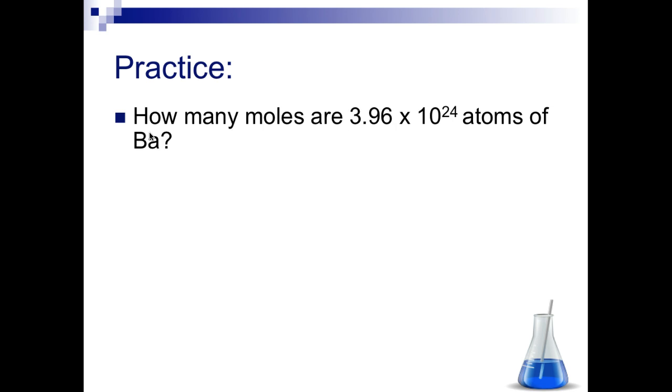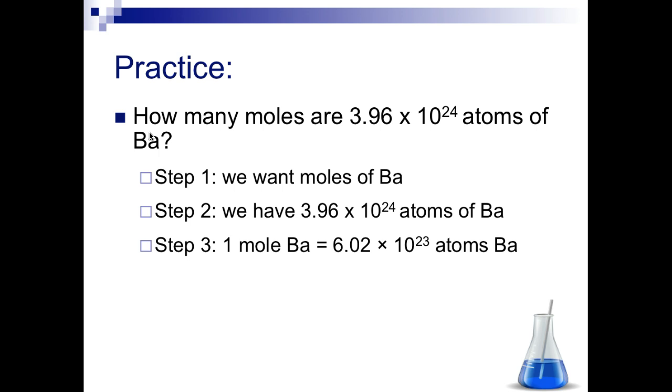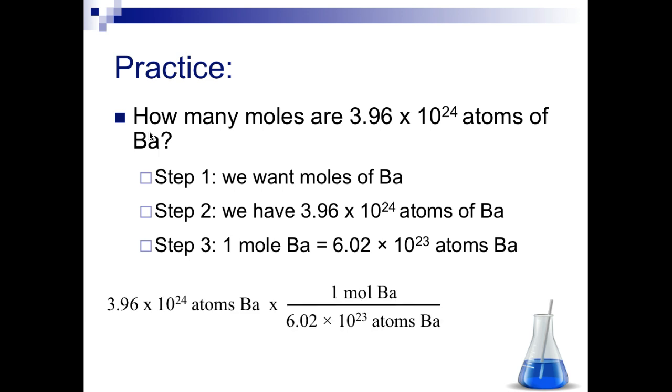Now try your practice on your own, and unpause the video when you're done. How many moles are in 3.96 times 10 to the 24th atoms of barium? So we want moles of barium. We started off with atoms of barium. We know that 1 mole of barium has 6.02 times 10 to the 23rd atoms. So we're going to set it up just like we did with our examples. And you should end up with 6.58 moles of barium. 3 sig figs to start off with in the number I gave you, 3 sig figs to end up with, so you're good.